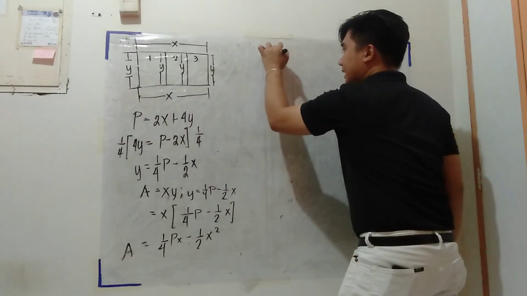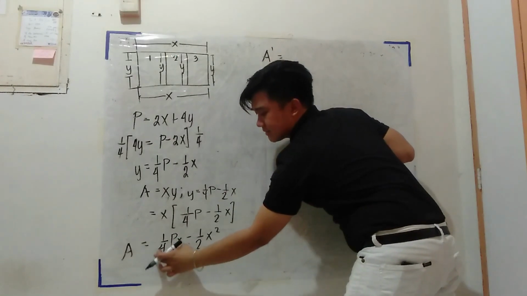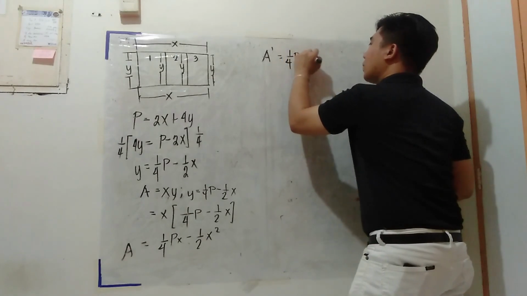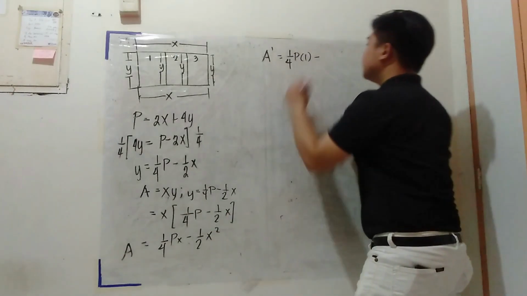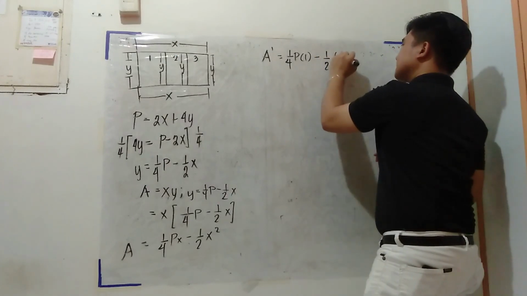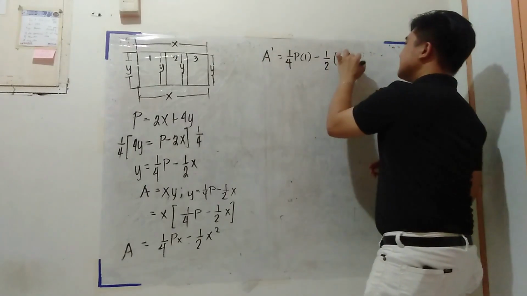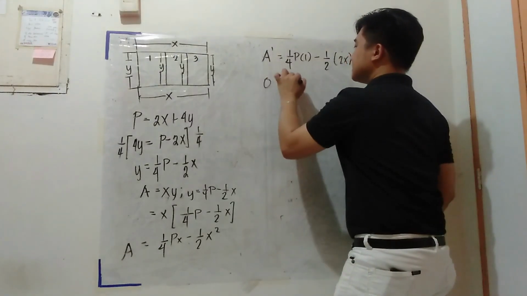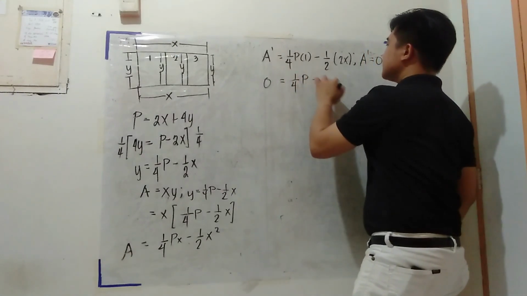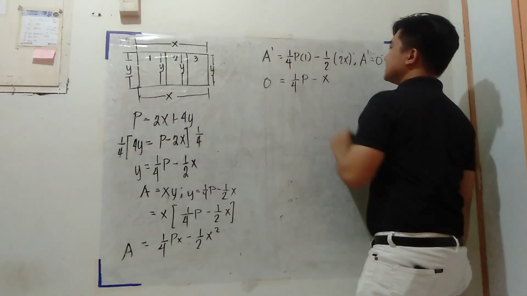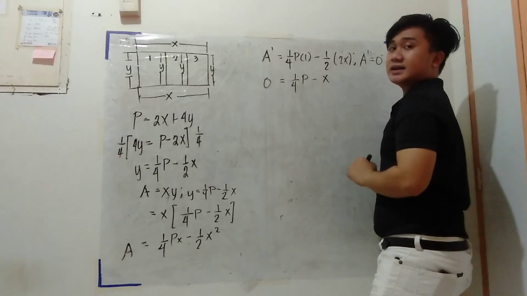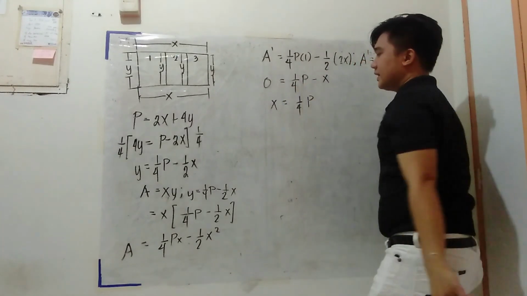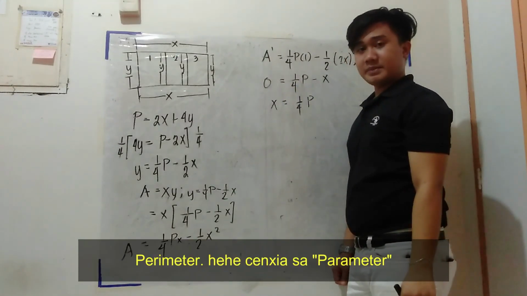So, pag i-differentiate ko yan, 1/4 Px, what's the derivative of x? 1. So, 1/4 times P times 1. Then, derivative ko nito, that's 1/2 times 2x. So, let us set A prime to 0. So, that's the third step. So, 0 is equal to 1/4 P minus 1/2 times 2, that's 1. So, I just have x. Transpose ko sa other side. X is equal to 1/4 P or 1/4 lang ng ating perimeter.